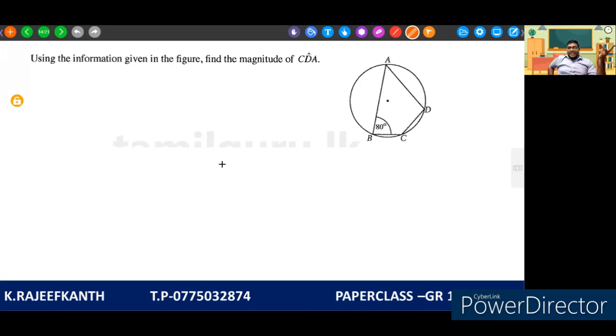So now we have learned the theorems of cyclic quadrilateral. By using that, you can find the magnitude of angle CDA. So how can we find the magnitude of angle CDA? Using the information given in the figure, find the magnitude of CDA. Just think and do it. You have to understand what the question is and what the figure is. If you understand the figure and the data, then you can find the answer.